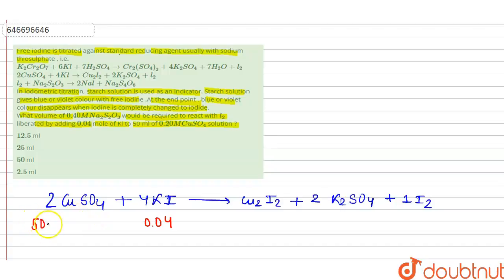50 into 0.2 upon 1000, that is equals to 10 upon 1000, that comes out to be 0.01 moles. So now we can see that the limiting reagent here is copper sulfate.